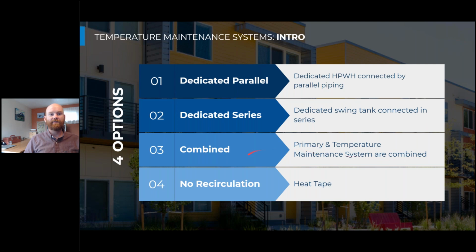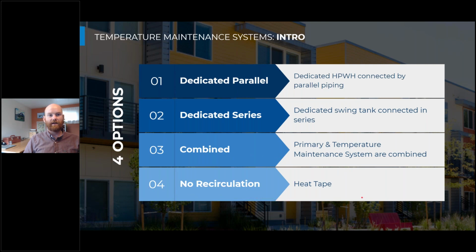We can also essentially have a combined system, which is more of our common approach right now, where we have the hot water circulation going back to the storage tank. We don't have a dedicated temperature maintenance storage tank or a dedicated temperature maintenance heater. All of that's combined. And so arguably the primary heat pumps are reheating that temperature maintenance load. This would be more appropriate for a multi-pass heat pump water heating system, and we'll discuss why in a little bit.